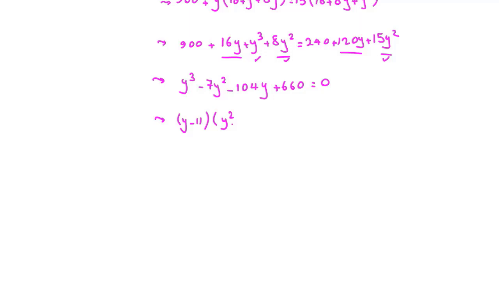Now, when we write y minus 11, we place y squared. Then we have y cubed minus 11y squared. I want to reach negative 7y squared. I place plus 4y. Then y squared will be okay. Minus 44. Then you need to reach negative 104, so you need negative 60. And at the end, plus 660 equal to 0. So the first one is 0 or the second one is 0.